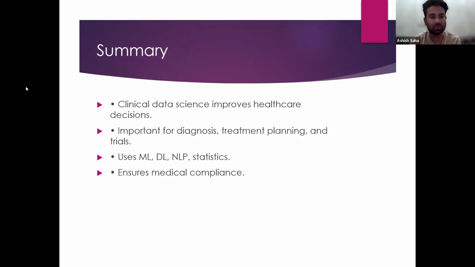So let's see a summary. What did we discuss in this session? We discussed clinical data science that improves healthcare decisions. It is important for diagnosis, treatment planning, and trials. It generally uses machine learning, deep learning, NLP, and such stacks as tools. It also ensures medical compliance. So data science helps me improve healthcare decisions. The decisions can be related to medicines, business, or technical parts. Okay, I hope this summary is clear.